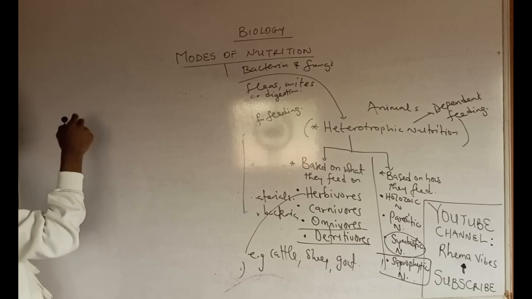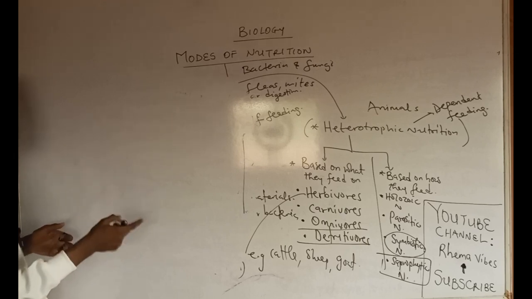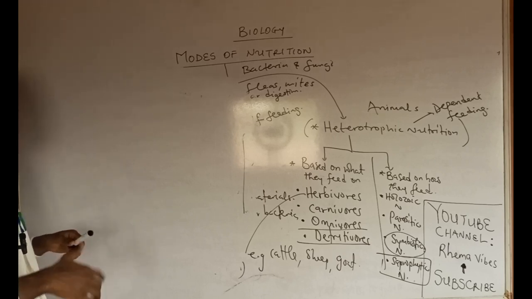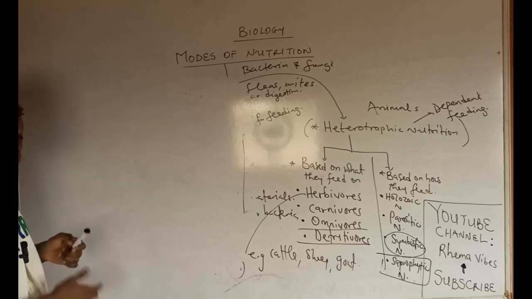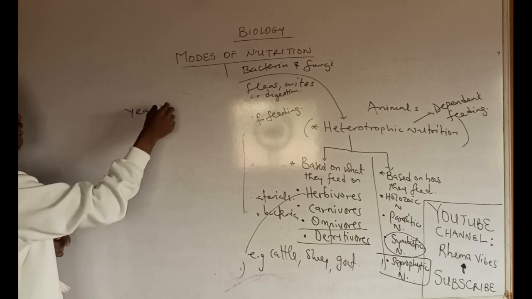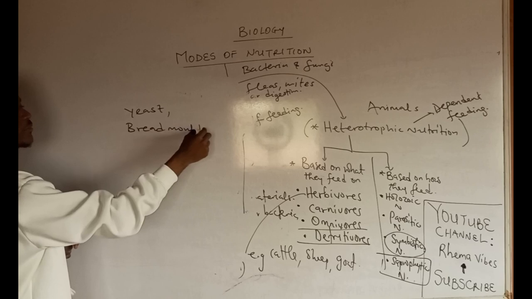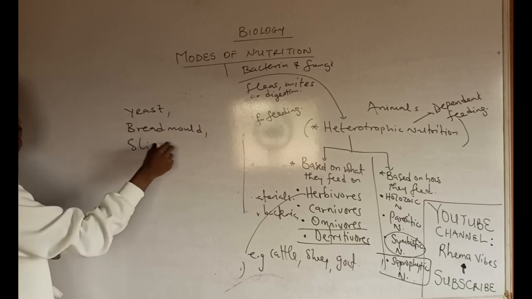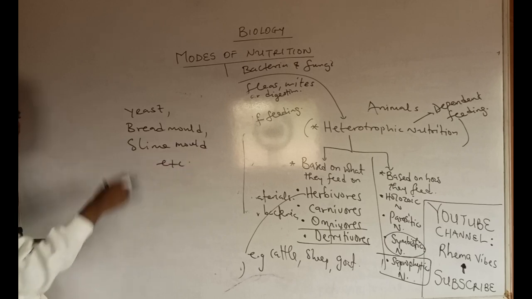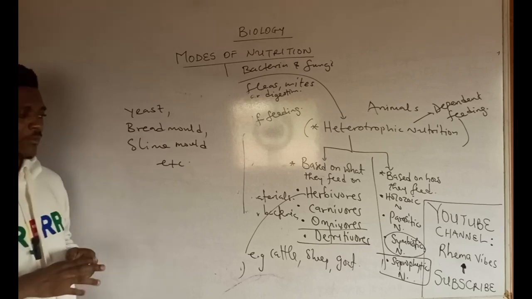So it's more or less similar to what I told you about the detritivorous nutrition. You understand the point? This one feeds on dead, decaying organic matter, and their digestion is usually extracellular, meaning outside their body cells. The classical examples include yeast, bread mold, slime mold, and the rest of them under the kingdom fungi, even mushroom too, okay?